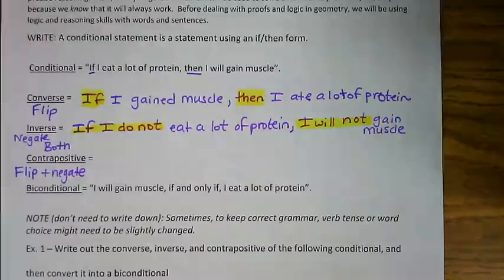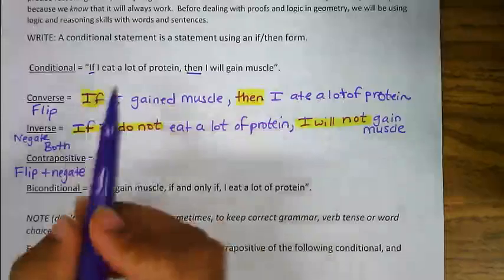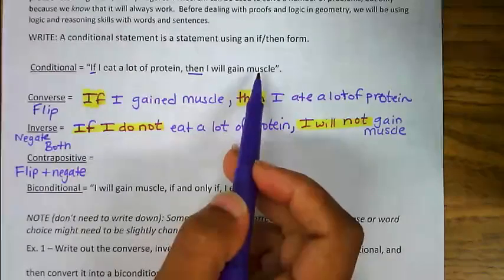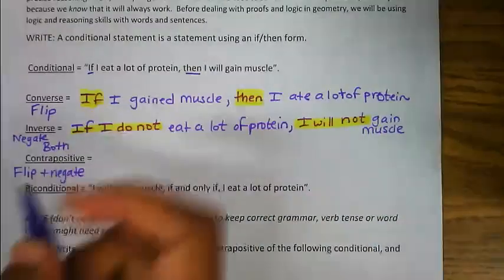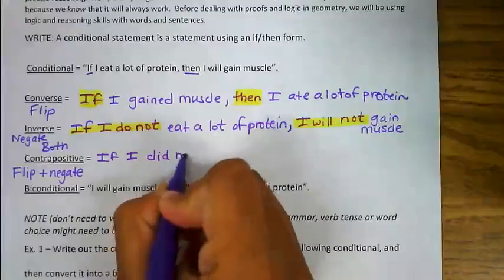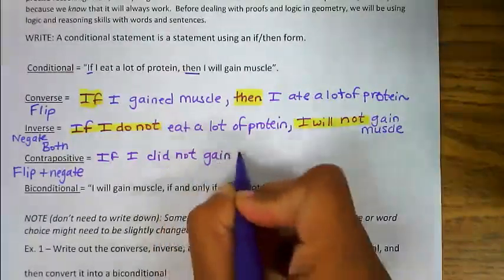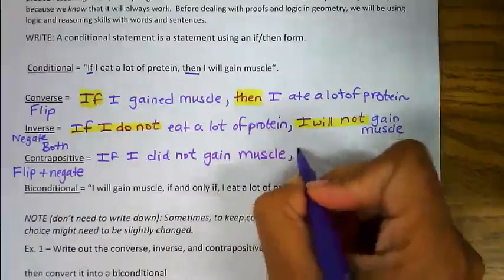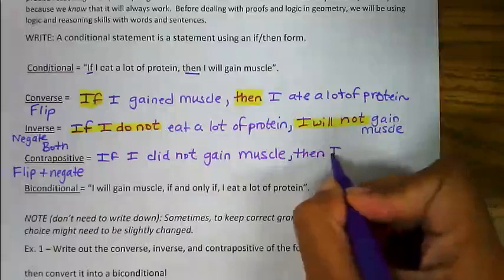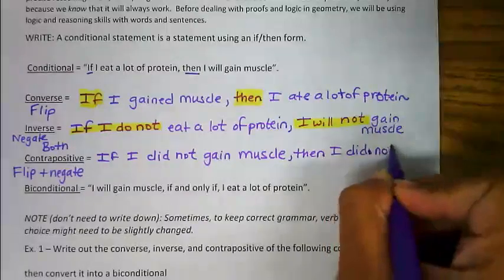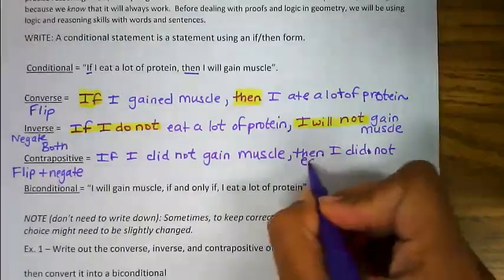Alright, so when we write this one out, we're negating and we're going to flip it. So remember, this is my original one. So protein's first and then muscle. So if I flip it, it's going to be muscle first. If I did not gain muscle, then I did not, and I'm writing big just so that you can see it. So you can write smaller.